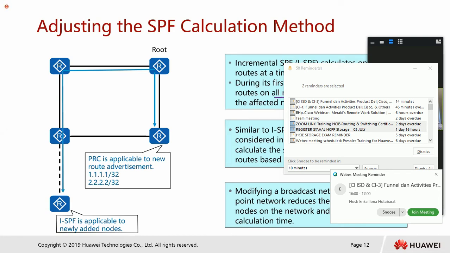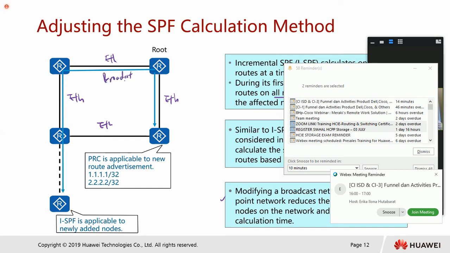Modifying a broadcast network to a point-to-point network reduces the number of pseudo nodes on the network and shortens the SPF calculation. Now that is a true statement over here. In ISIS, normally we're not using a broadcast environment. Same for OSPF as well. But they are detected as broadcast, they have no choice, because in this case, let's say they're using Ethernet. When using Ethernet, it means that this is a broadcast already.